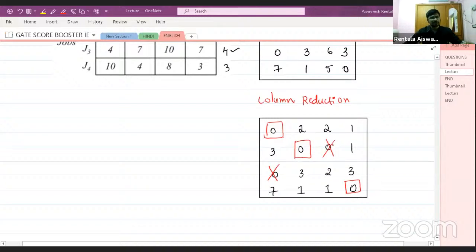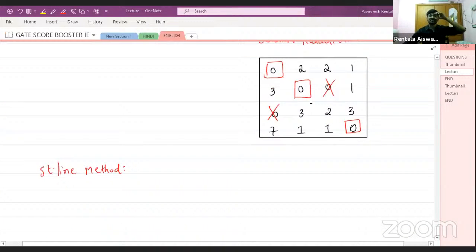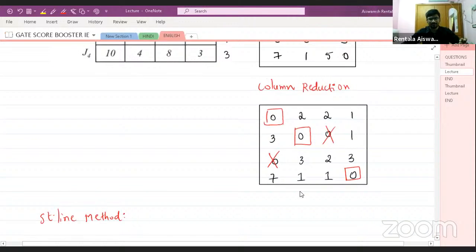Now you can see there is a 4 by 4 matrix, right? We need 4 assignments, but we got only 3 assignments. Whenever you are facing this type of situation, you have to go for the straight line method. So I hope you understood when you should use the straight line method. Whenever your number of assignments is less than required, then you have to go for the straight line method. Very simple rule. So in the straight line method, let me copy this matrix.